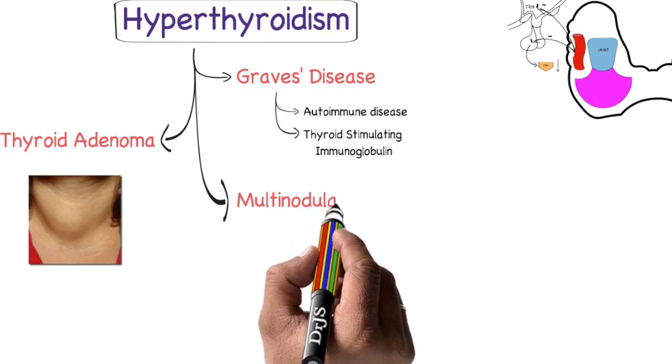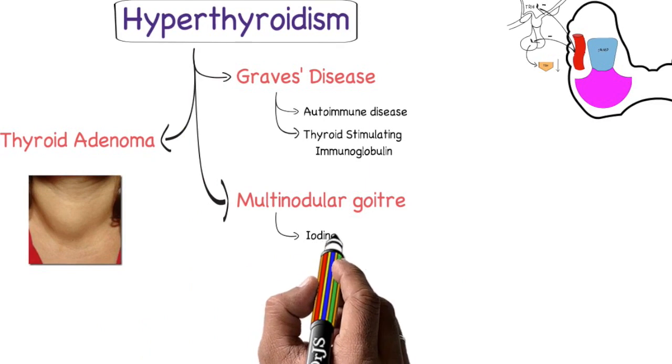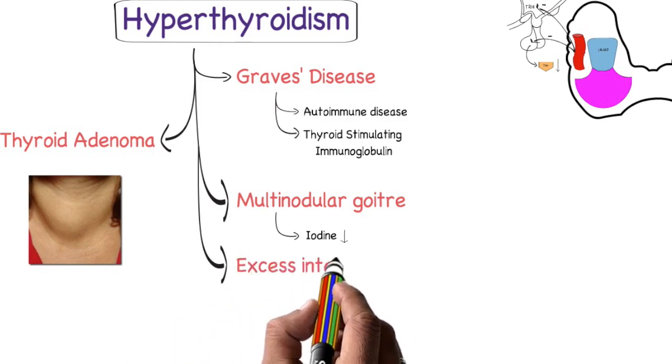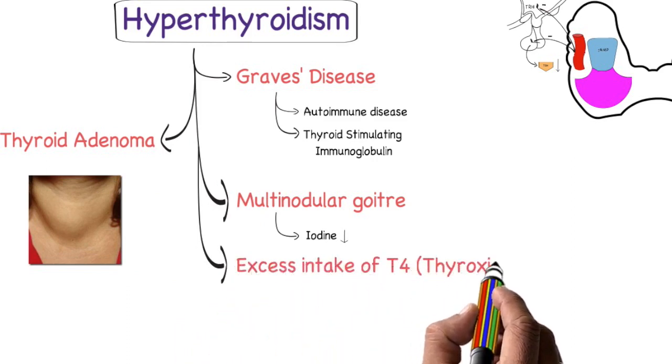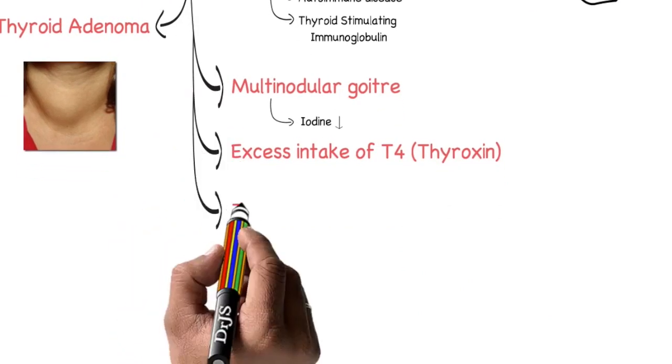Multinodular goiter. This condition develops due to decreased dietary intake of iodine, but usually iodine deficiency causes hypothyroidism. A previously diagnosed hypothyroid patient, who is taking thyroxine in excess amount, may develop a picture like hyperthyroidism.